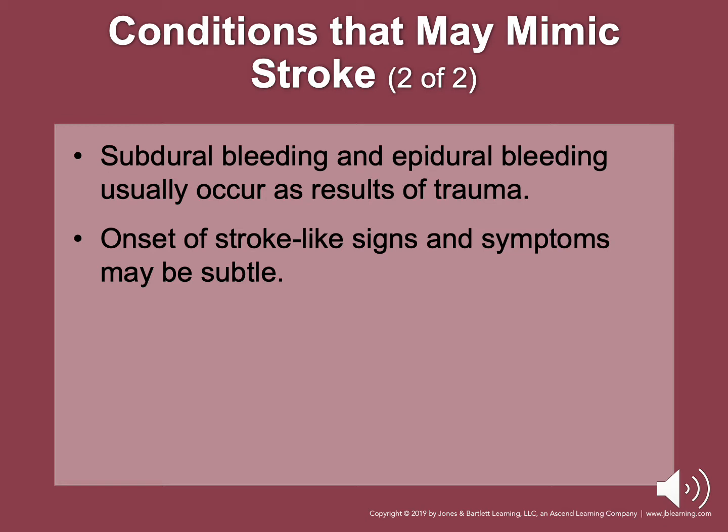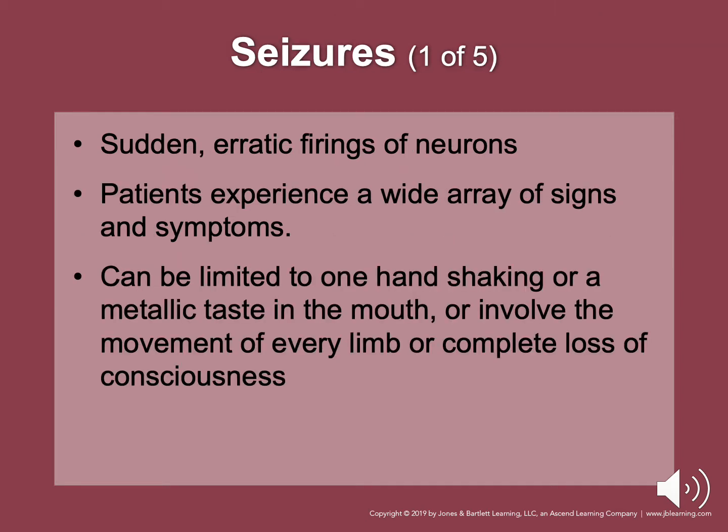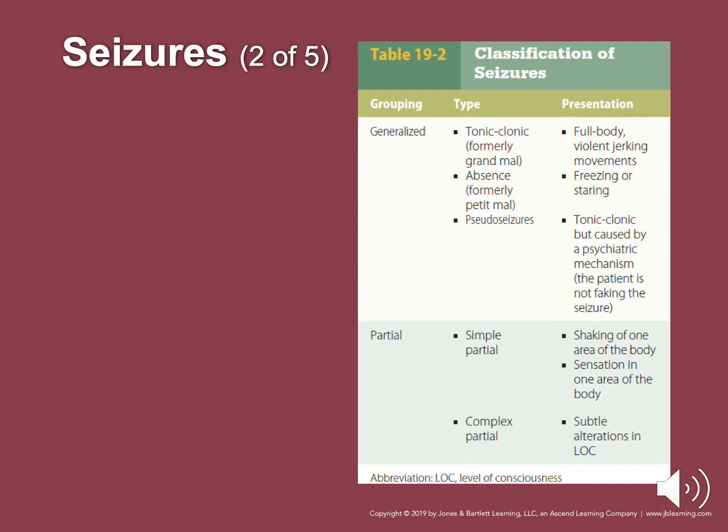All right, seizures: sudden and erratic firings of the neurons. Patients experience a wide array of signs and symptoms. It can be limited to one hand shaking or a metallic taste in the mouth, or involve movement of every limb and a complete loss of consciousness. So here are some types of seizures and the classifications of them. Generalized or partial tonic-clonic seizures present you with the greatest assessment challenges. Most follow a pattern of the following steps in order, although some patients may not experience every step.